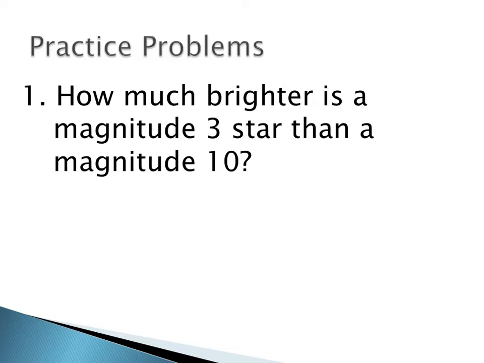We'll do one more problem. I kind of did this problem already. Problem 1, you take 10 minus 3. If you compare two stars, 10 minus 3 is 7. Take 2.5 to the 7th power. Boom, you get 610. That's how much brighter it is.